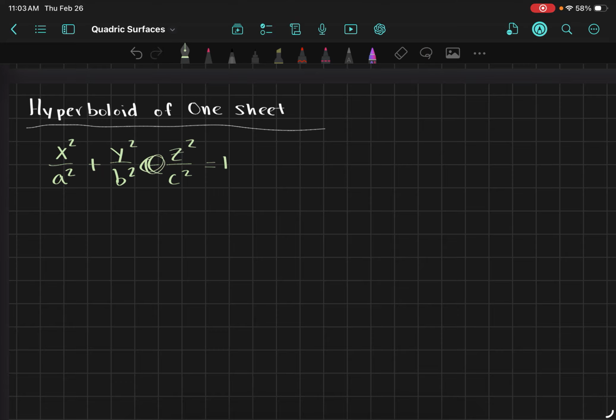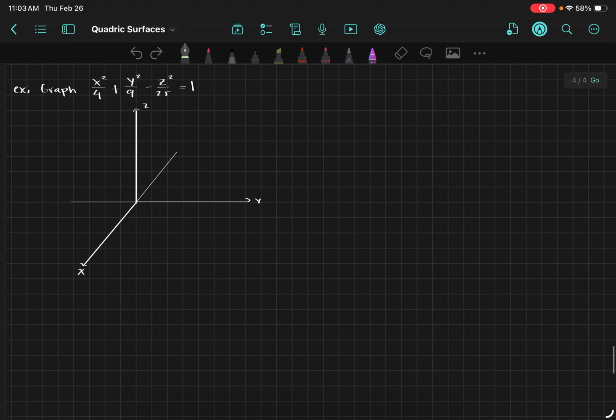That is what makes it one sheet. I will get into how many sheets there could be. Spoiler alert, we will get to two sheets where we have two negatives, but one sheet is going to have one negative here equal to 1 or some constant. That is how you are going to recognize whether it is a hyperboloid of one sheet or two sheets or even an ellipsoid you may confuse it with. Without further ado, let's go ahead and get into an example.